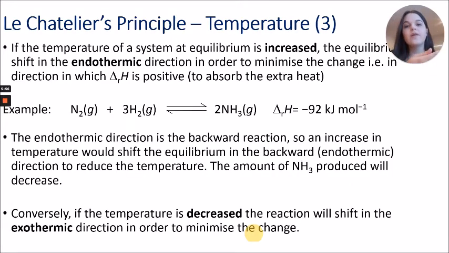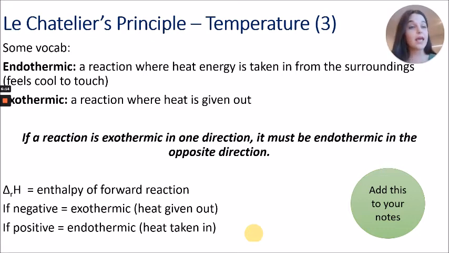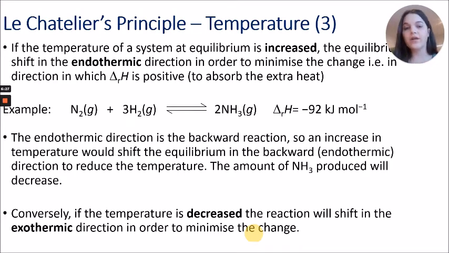Okay, so if we increase the temperature of a system, the system will respond to decrease the temperature, right? We want to minimize the change. Now let's think, how would the system decrease the temperature? It's going to favor the endothermic direction that will take away that added heat. It will use it up in that reaction direction. So we're looking for the reaction direction where delta RH is positive, because that tells us that's the endothermic way.